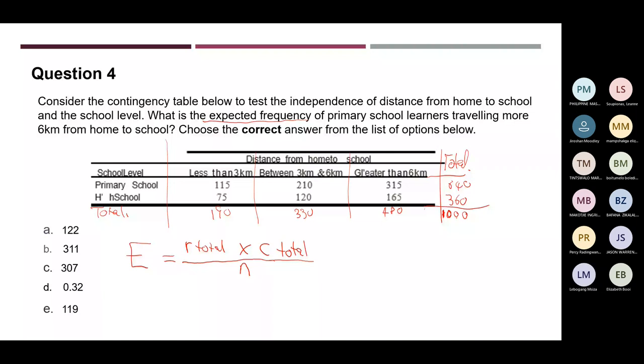Okay, so now we can substitute into this formula. Remember, they're only interested in primary school learners traveling more than 6 kilometers. So we're only interested in those ones. We take the row total, which is 640, and the column total, 480, and divide by the grand total, which is 1,000. Do the math and give me the expected value.